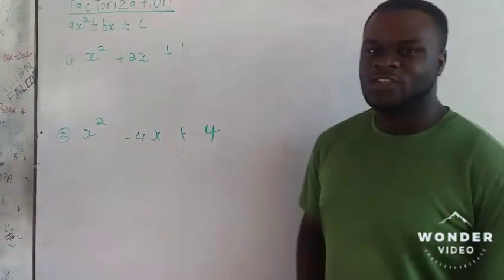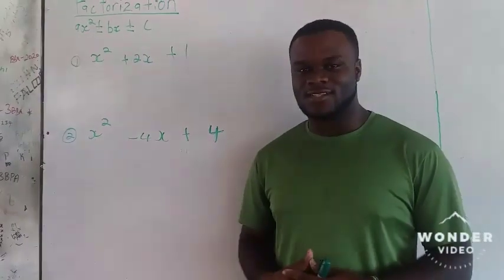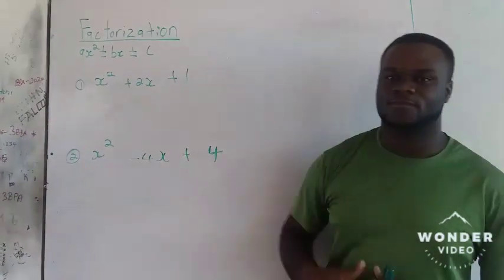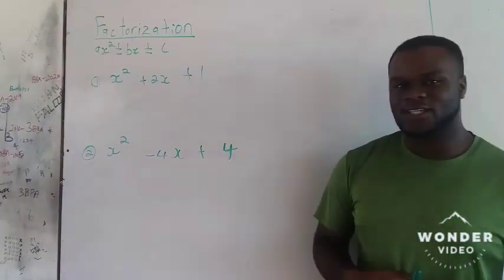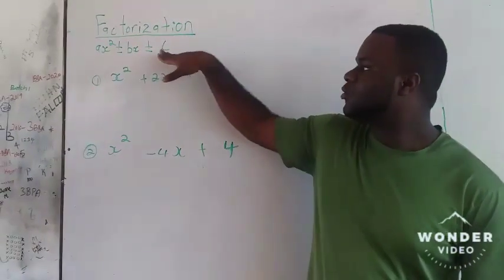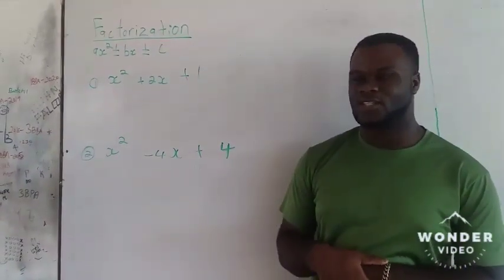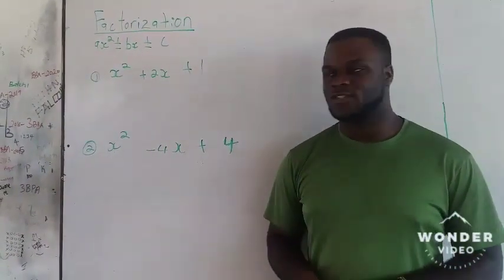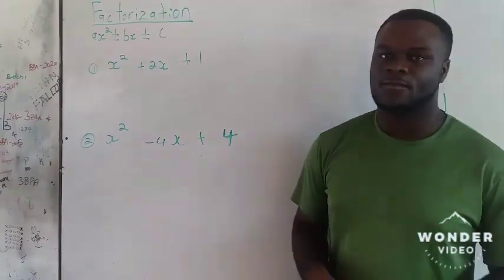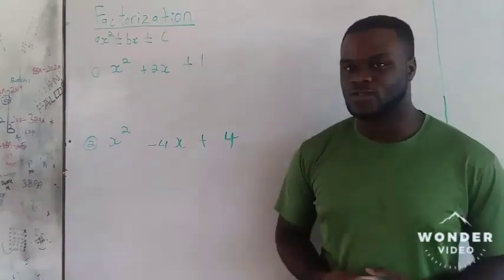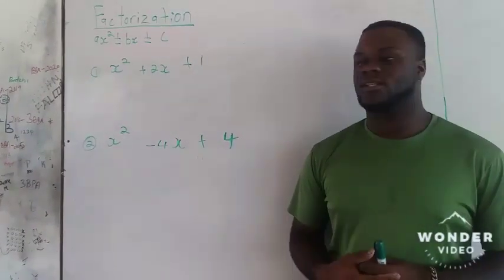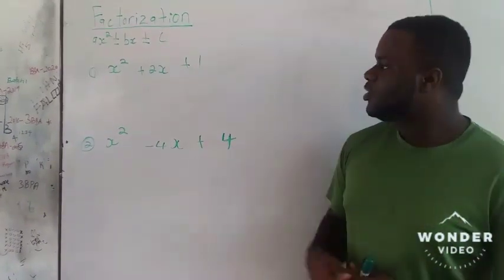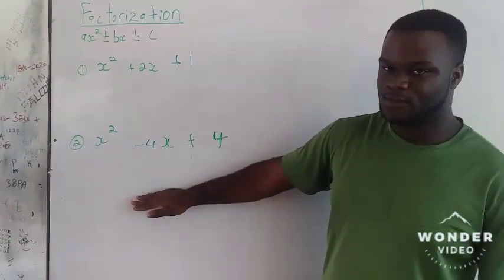So today we're going to look at some teaching strategies that we can explore in the classroom to teach factorization. Alright? So the first thing we need to remember is that our quadratic equation takes a general form ax squared plus or minus bx plus or minus c, where of course a is the coefficient of your square term, b is the coefficient of your x, and c is your constant. So we're going to be factorizing the following examples.